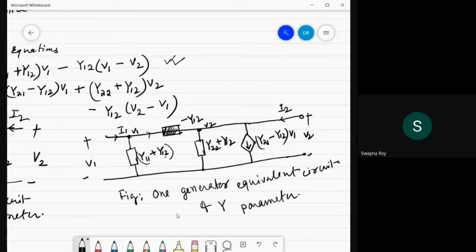Do you have any doubt in the one generator equivalent circuit of Y parameter?